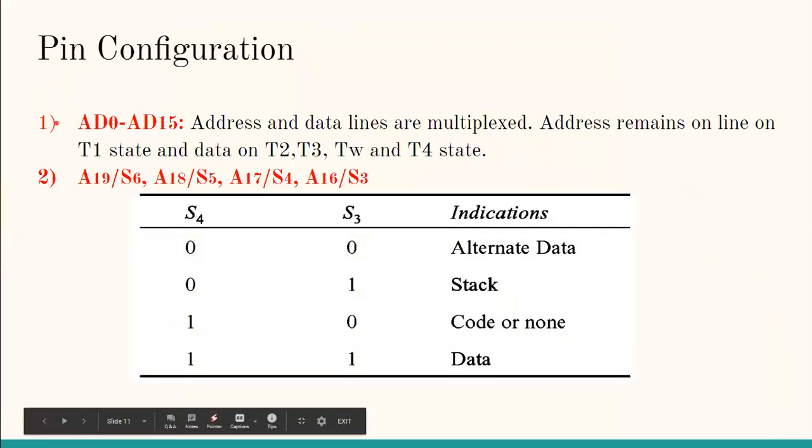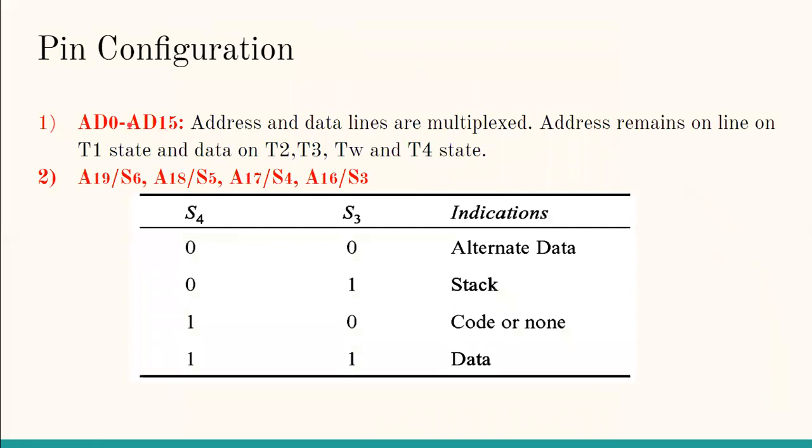So the first signal which we will consider is AD0 to AD15. In this, A stands for address and D stands for data. The address and data lines are time multiplexed. That means the same pins will be carrying address as well as data, but on a time sharing basis.